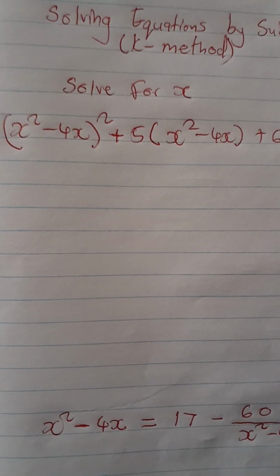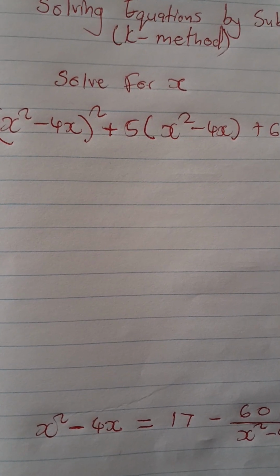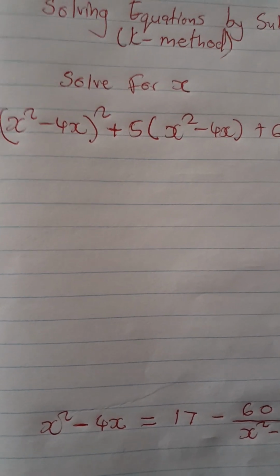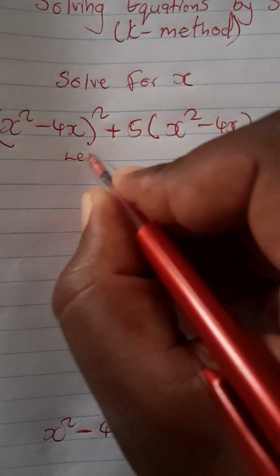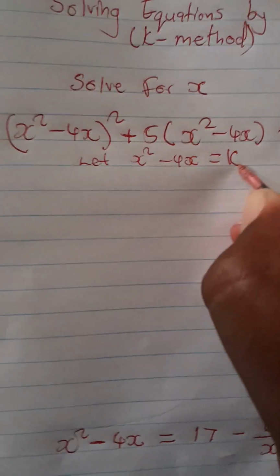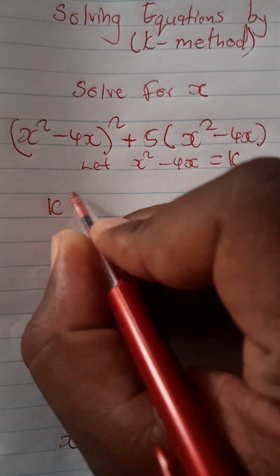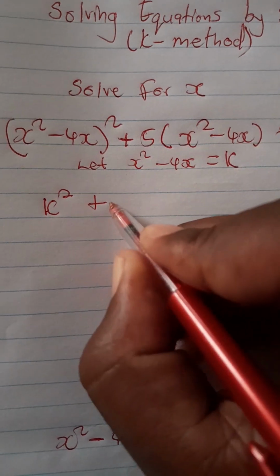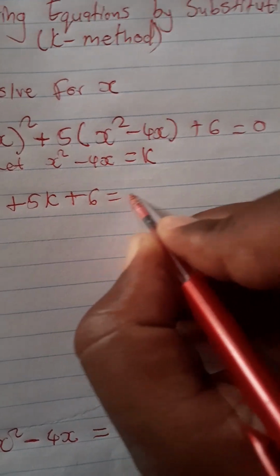We will first look at the repeated factors. Where there is a repeated expression, please kindly replace it by K. Meaning that, let x squared minus 4x equal K. So where there is x squared minus 4x, we replace it by K. When we square it, it will be K squared, and 5 multiplied by K is 5K, plus 6 equated to 0.